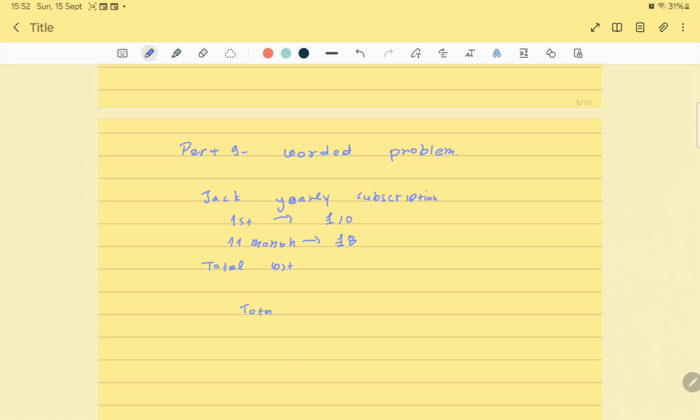The total cost is the £10 fixed for the first month plus 11 times 8 for the rest of the months. So first we do the multiplication. This is £88 plus 10 is £98. So the total cost equals £98.